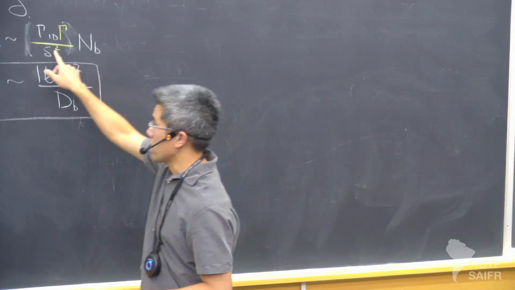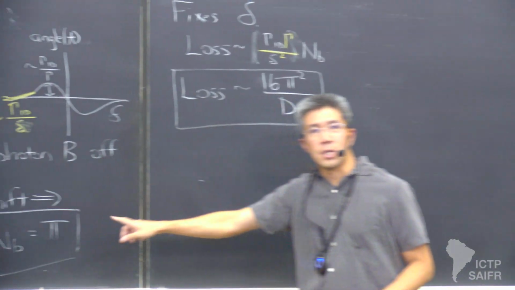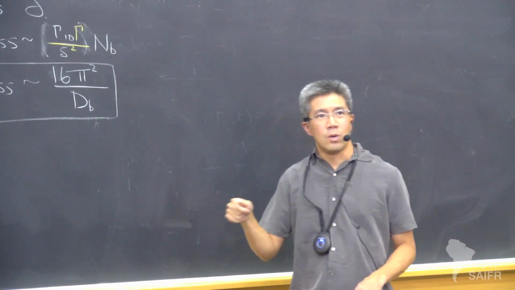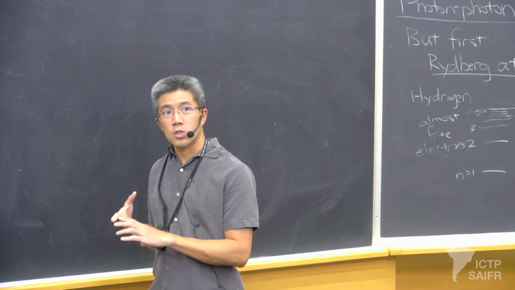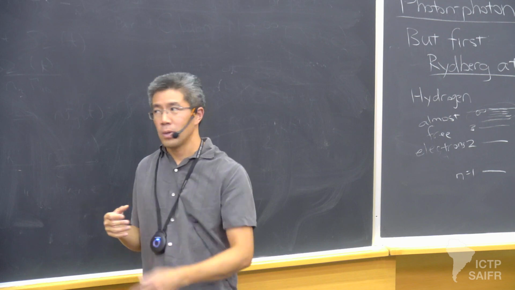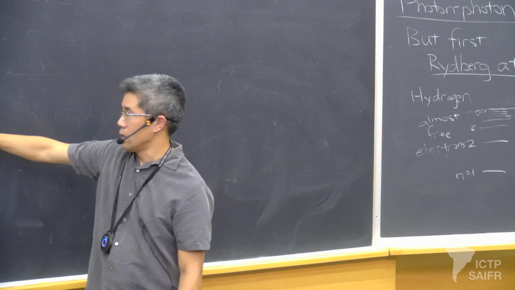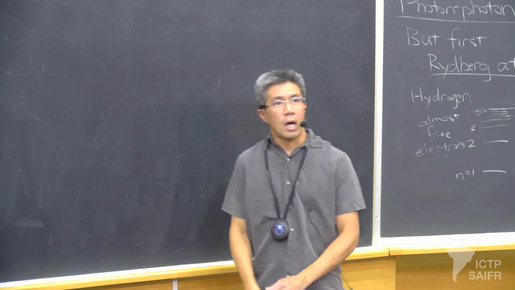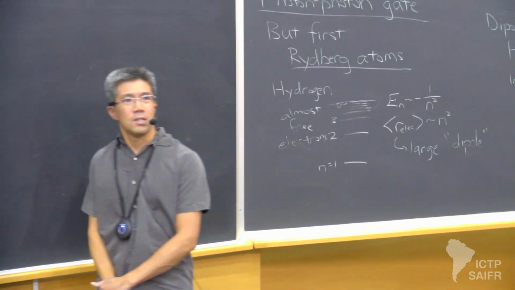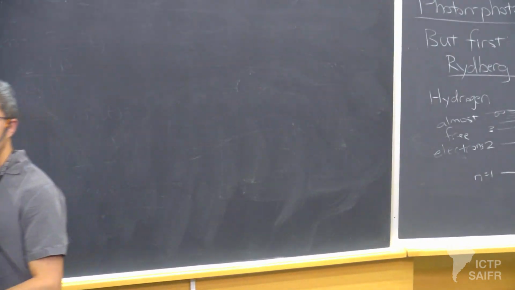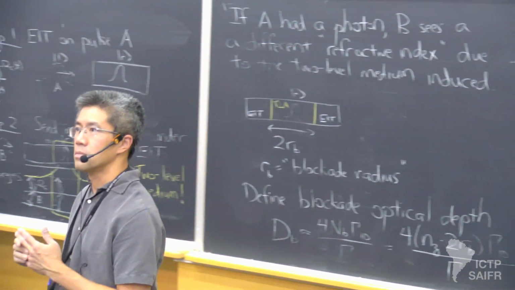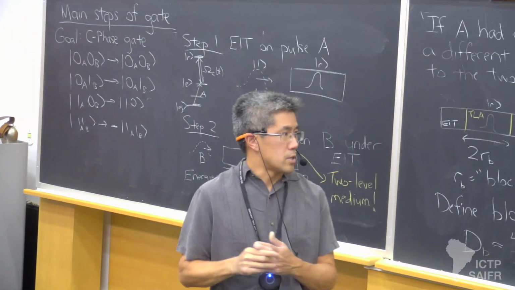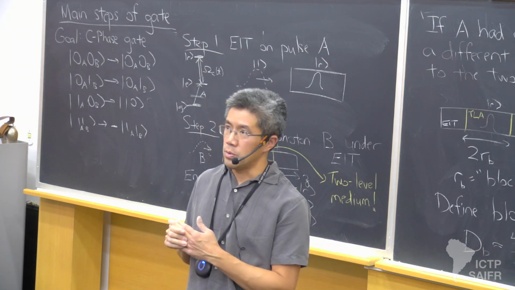But now I should use the fact that delta is not an independent variable, because I want to fix delta in a way to exactly get a pi phase shift. So once you have that constraint that you need to pick up a phase shift that's pi, the loss you get only depends on the optical depth of the blockade region. So it's the number of atoms in the blockade region.